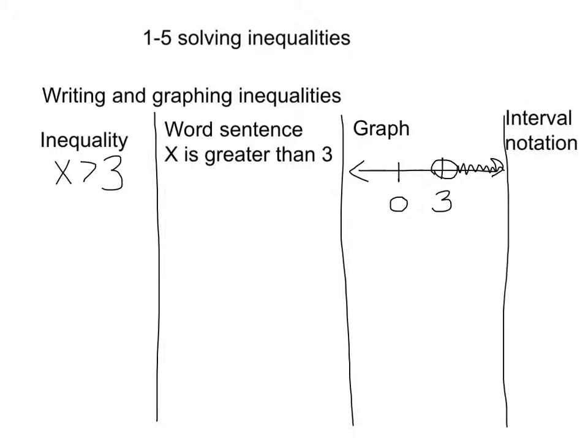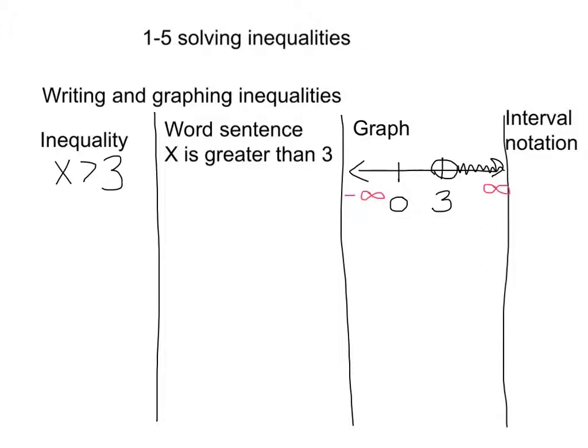Now the last thing we have to talk about is this new thing called interval notation, and this isn't in your book, so make sure you're taking really good notes. If you're looking at this number line that we just graphed, on the left-hand side is negative infinity, and to the right-hand side is positive infinity.